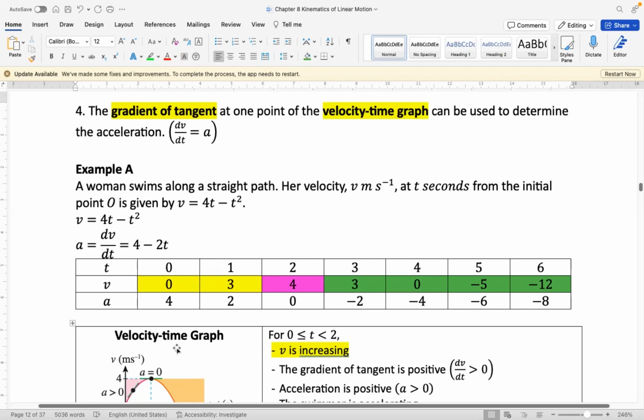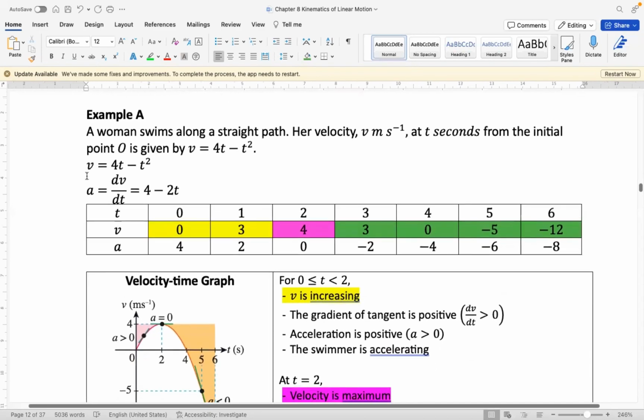Since we are going to use the velocity-time graph to determine the acceleration, we can also identify the acceleration equation now. When you are given a velocity function and you want to find acceleration, you can do differentiation. So for 4t minus t squared, when we do dv/dt, we have 4 minus 2t. Same thing, you just substitute the value of t to get the value of acceleration. When t equals 0, we have a equals 4. When t equals 1, we have a equals 2, and so on.